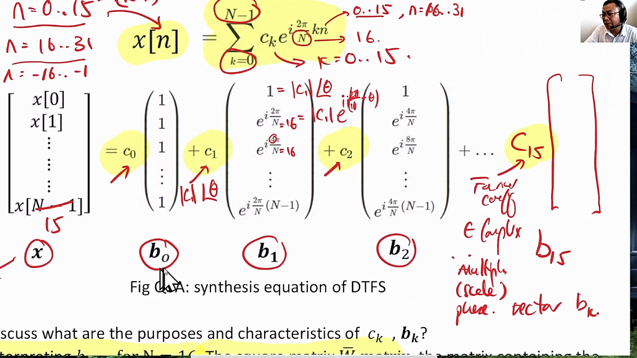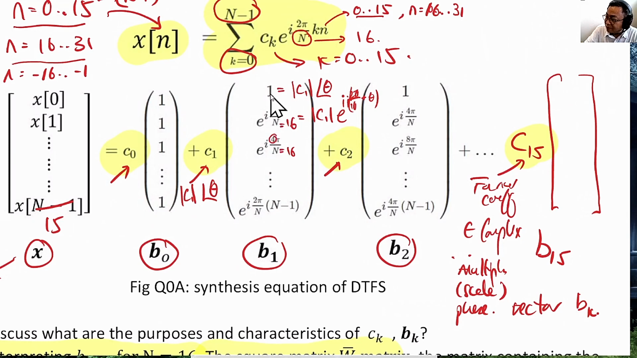Why do I say it's frequency? Because B0 is actually a frequency of 0 radian per sample. B1 is actually at every step, you see, we are rotating anti-clockwise by 2 pi over 16 sample.